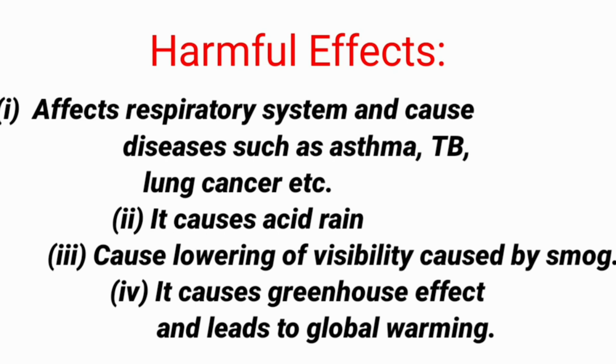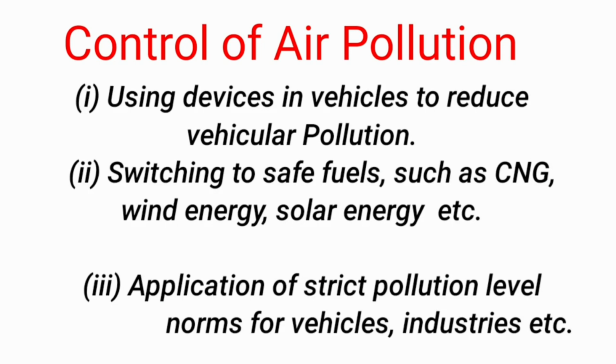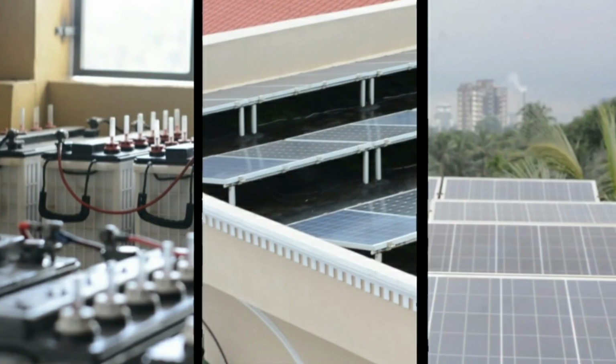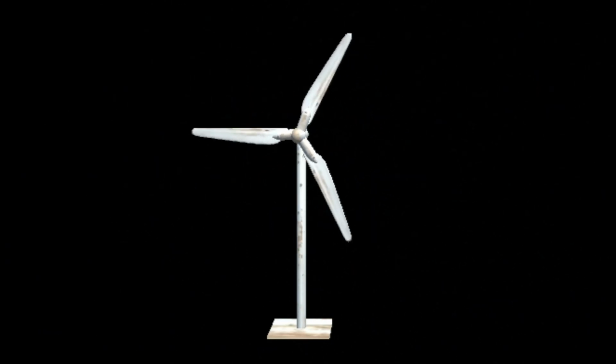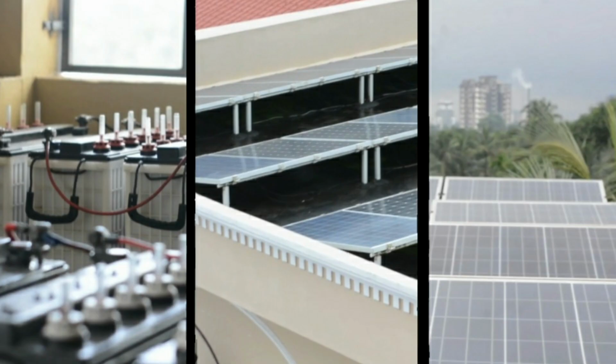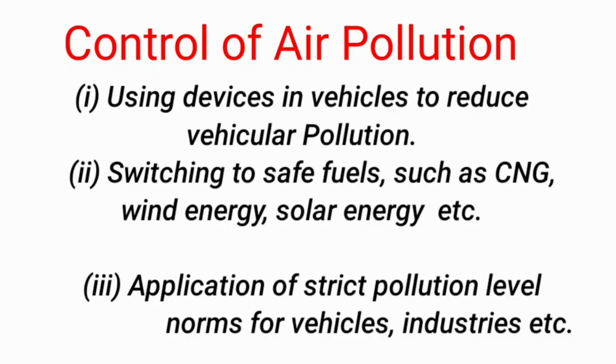How can we control air pollution? We can control air pollution by using devices in vehicles to reduce vehicular pollution. Switching to safe fuels such as CNG, wind energy, solar energy, etc. By using all these energies, we can control air pollution. Then next is application of strict pollution level norms for vehicles, industries, etc.